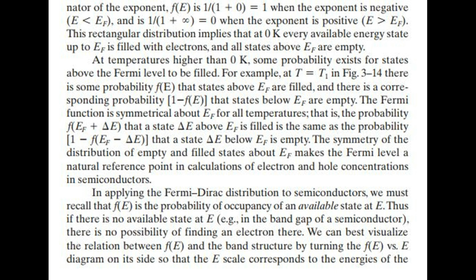In applying the Fermi-Dirac distribution to semiconductors, we must recall that f(E) is the probability of occupancy of an available state at E. Thus if there is no available state at E, for example, in the band gap of a semiconductor, there is no possibility of finding an electron there. We can best visualize the relation between f(E) and the band structure by turning the f(E) versus E diagram on its side so that the E scale corresponds to the energies of the band diagram, Fig 3.15.